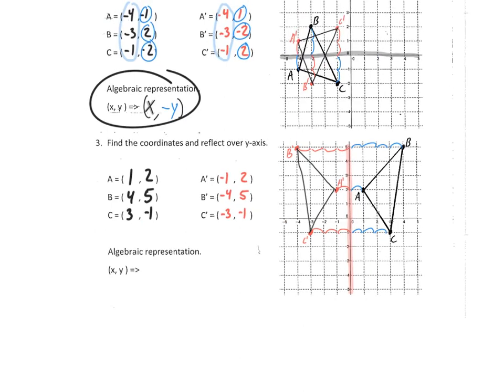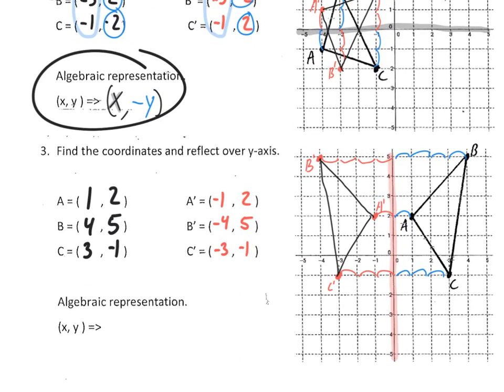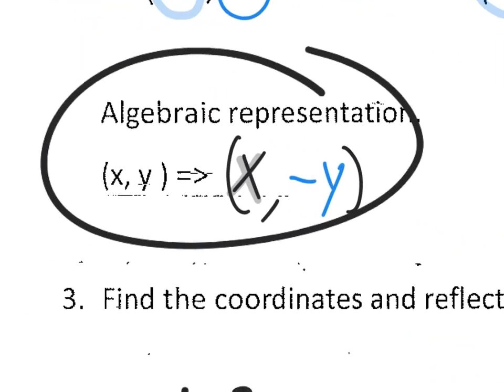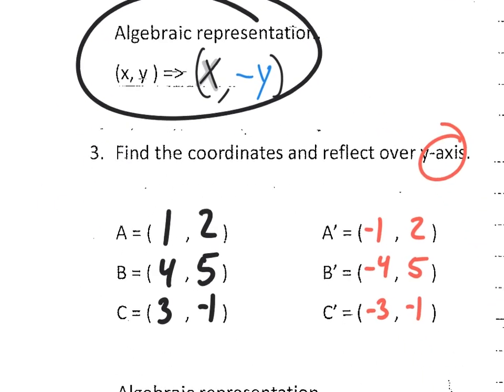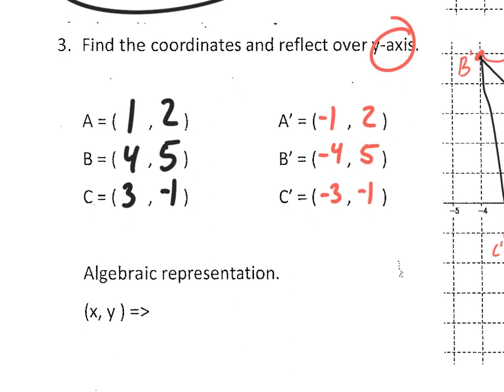Alright, now, algebraic representation. Keep in mind, this time around we went across the y-axis. So go ahead and make your guess what you think the algebraic representation is from reflecting across the x-axis to reflecting across the y-axis. So I'm going to look at my points. On my x's, those are all positive. These are all negative. So the x is what's changing. So my x's changed sign.